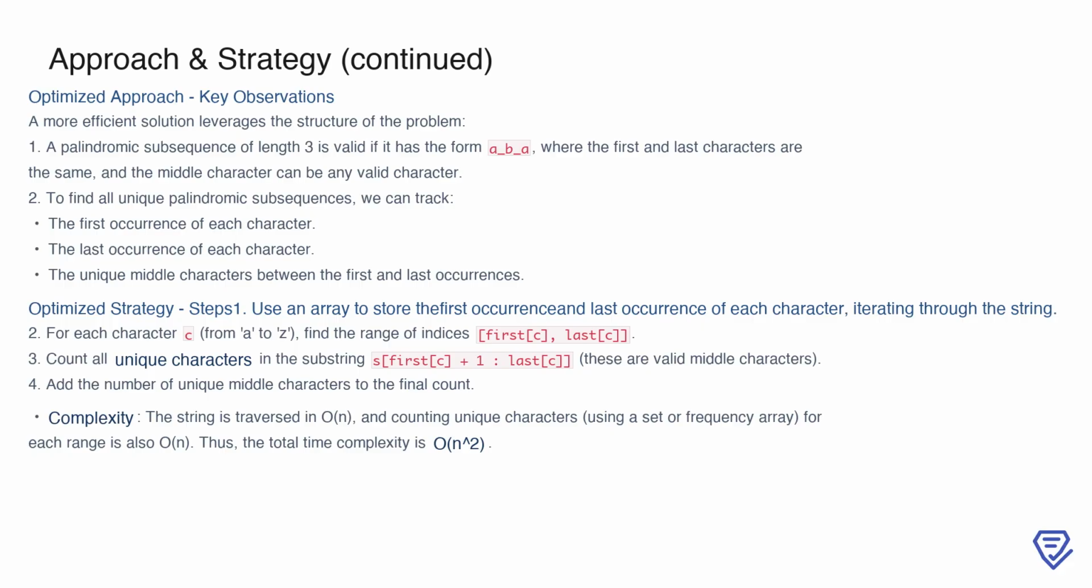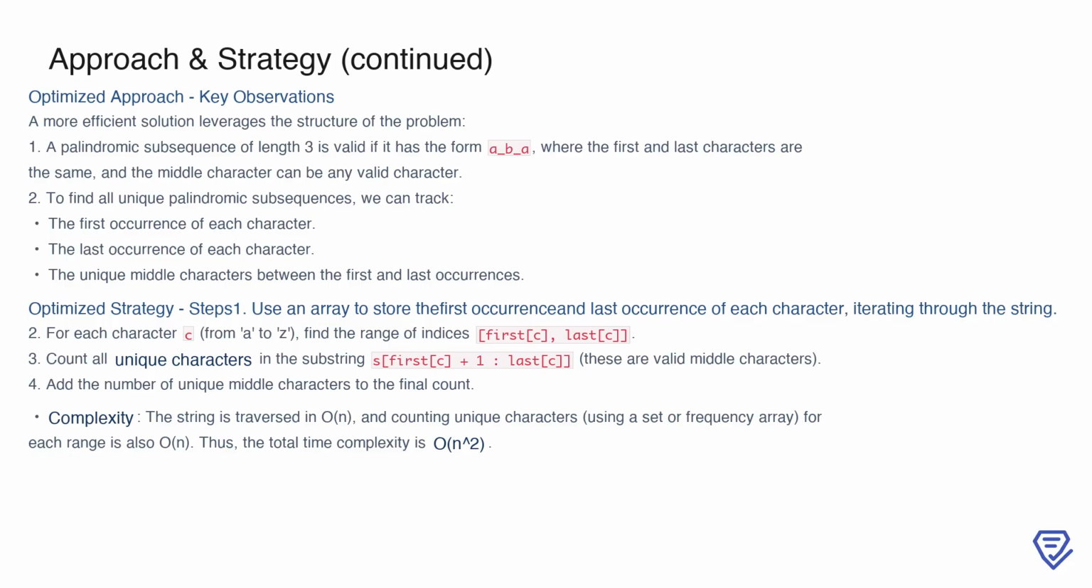To simplify the problem, we focus on the first and last occurrence of each character in the string. By identifying these positions, we can define a range and count the unique characters in the substring between them. Specifically, our strategy involves 3 steps. First, we create an array to store the first and last occurrence of each character by iterating through the string. Then, for each character, we calculate the range of indices between its first and last occurrence. Finally, we determine the unique characters within this range, which represent potential middle characters. The count of these unique characters is added to our result.